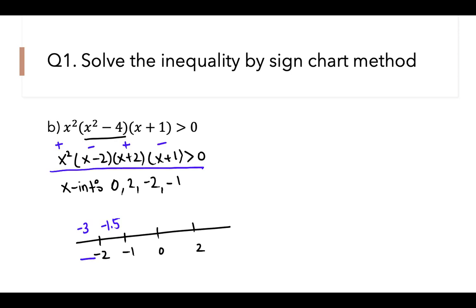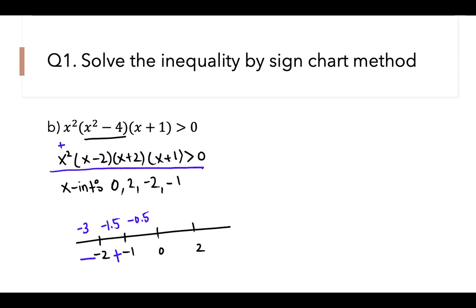So when you multiply all the signs, what do you get? Negative becomes positive. So the sign in between -2 and -1 is going to be positive here. Now let's see. We're going to plug in a number that is in between -1 and 0. So it could be -0.5. So you try it on your own and see what the overall sign is going to be by plugging in -0.5.